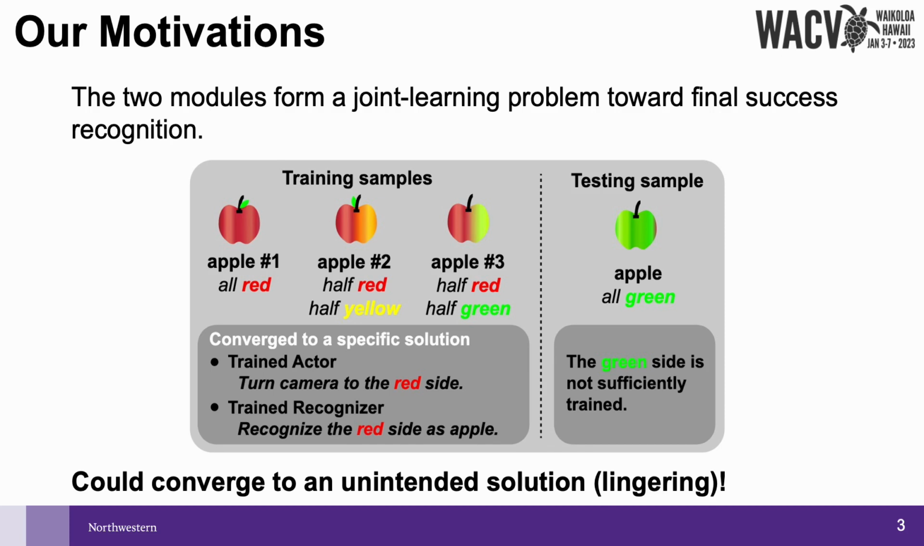However, this is not what we want. The recognizer is not sufficiently trained for the green side. If we have a totally green apple during testing, the active recognition agent fails. We call this phenomenon lingering in our paper, since the agent stops taking challenging views during training.